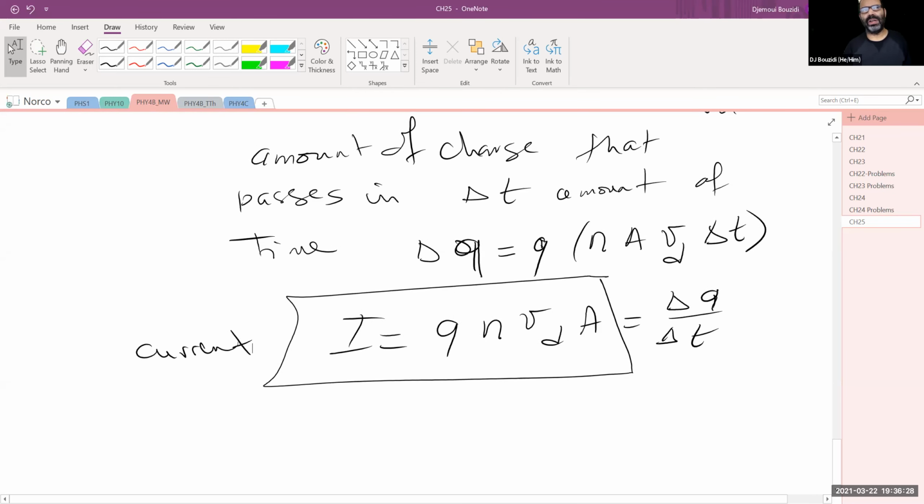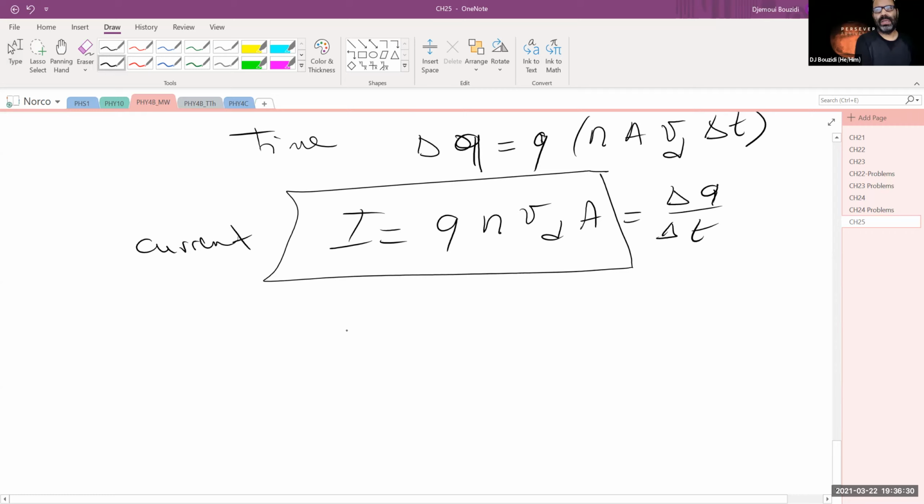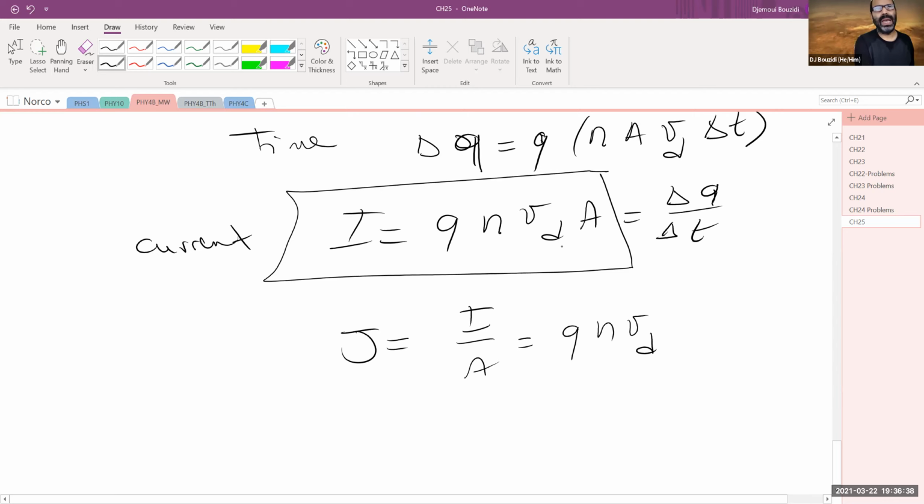Now, I'm going to find the current density. The current density, again, we defined it as I over A, and you can clearly see from this expression that it's Q N VD, because A cancels. So this expression is actually the expression for the current density. Current density is actually a vector, equal to Q times N times VD, the drift velocity for that material. So it depends on which direction the electric field is pointing.